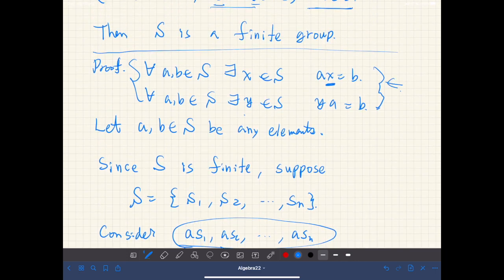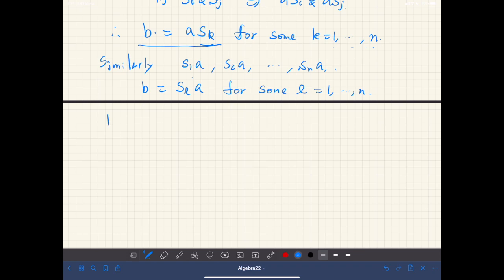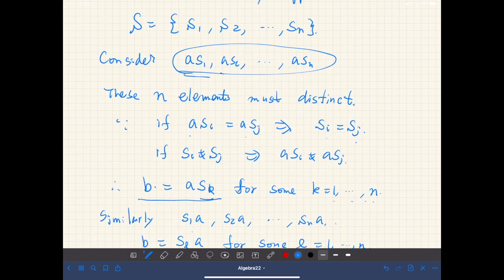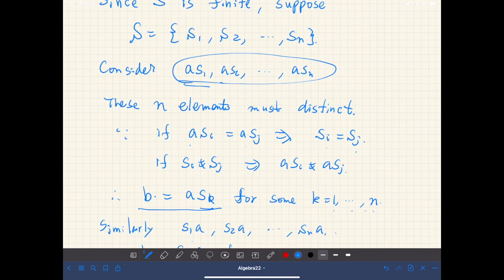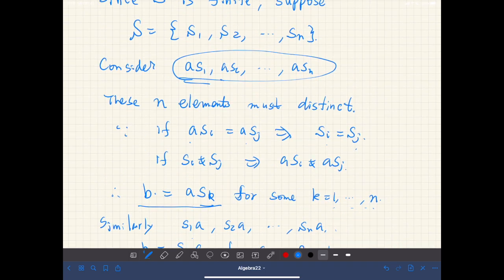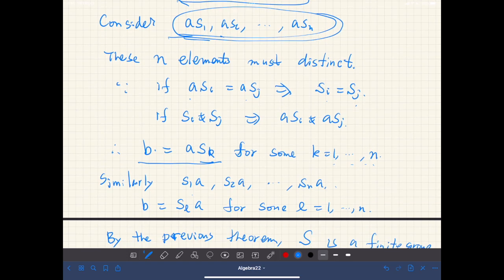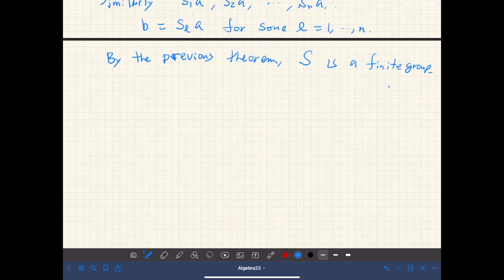So we have these conditions, and by the previous theorem, S is a group. In particular, it's a finite group. The finiteness is required because of this argument. We have to be able to enumerate all the elements of S. Otherwise, we cannot use this logic. And that's it.